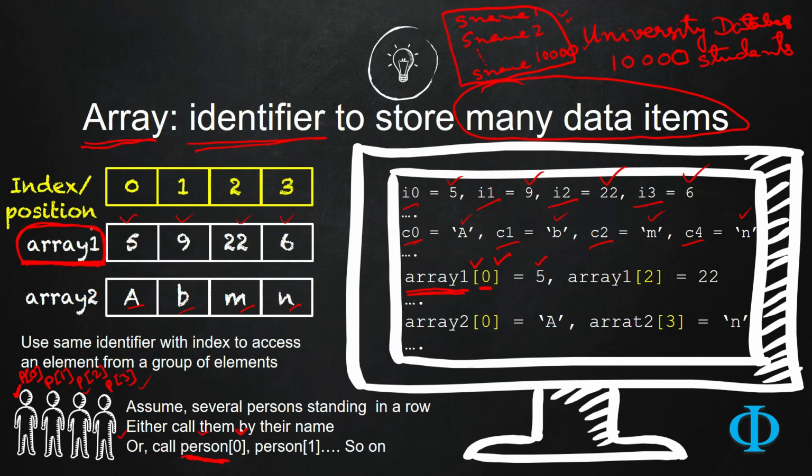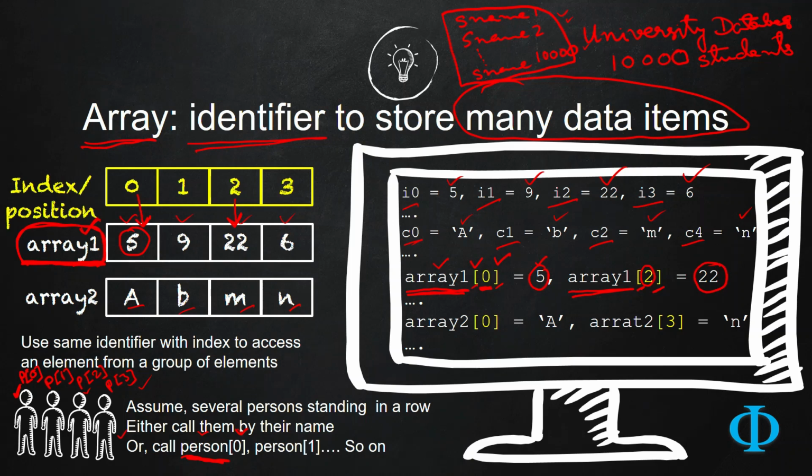For example, in case of array1, I want to store 5 in the index 0, like this. So what I am writing is array1, and inside the box bracket, the index 0, equals the data that I want to store. The same thing for index 2 of array1, where I want to store 22. So I wrote array1, inside the opening and closing box bracket the index number, that is 2, and then store 22 inside it.